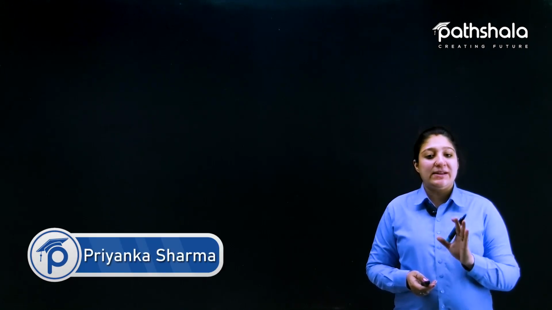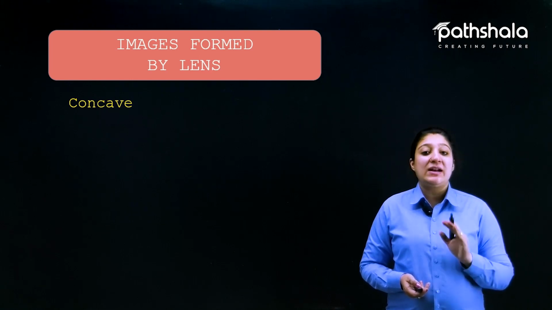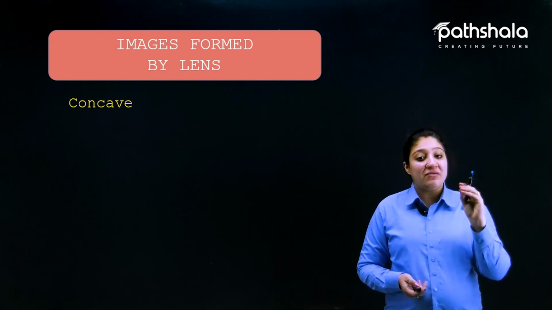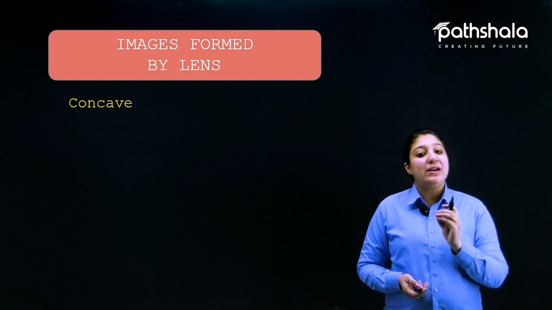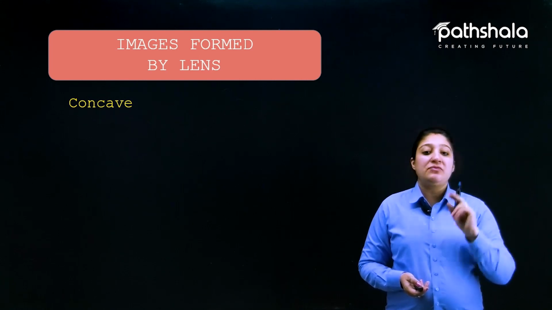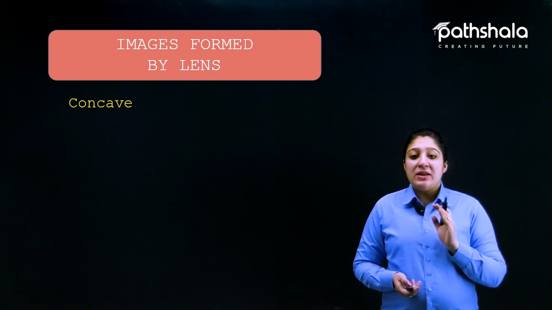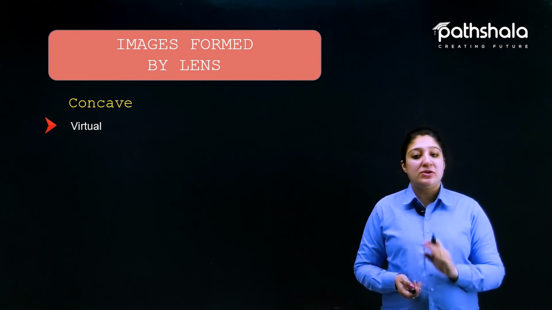Let's understand how the images are formed by these two types of lenses, that is, the concave lens and the convex lens. As we already know, a concave lens is a diverging lens. As we have seen in the case of the convex mirror, it diverges the light rays, and because of that the images formed in that case were virtual. The same thing happens here. The images formed by a concave lens are always virtual.